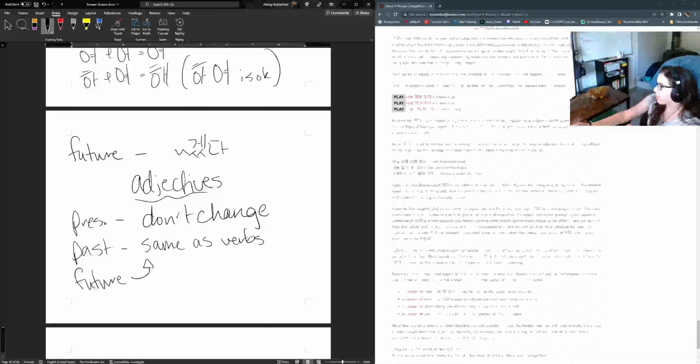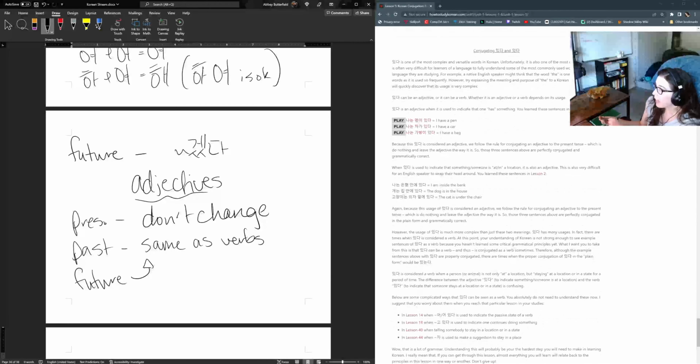And now the very last thing of this lesson is 있다. 있다 is one of the most complex and versatile words in Korean. Unfortunately, it is also one of the most common words. It is often very difficult for learners of a language to fully understand some of the most commonly used words in whatever language they're studying. For example, a native English speaker might think that the word "the" is one of the easiest words as it is used so frequently. However, try explaining the meaning and purpose of "the" to a Korean person and you will quickly discover that its usage is very complex. So 있다 is either an adjective or a verb depending on what you're saying.